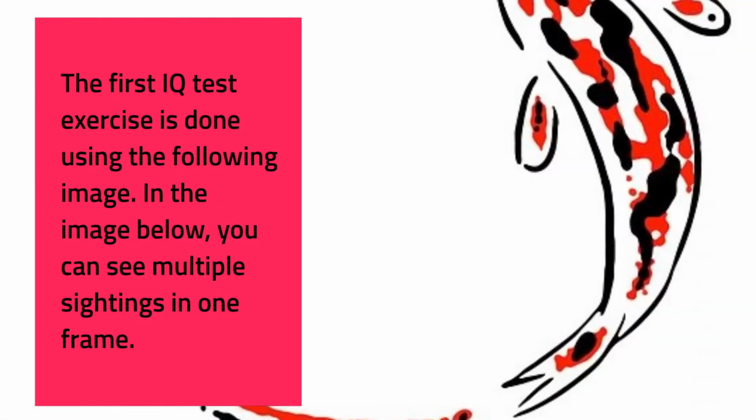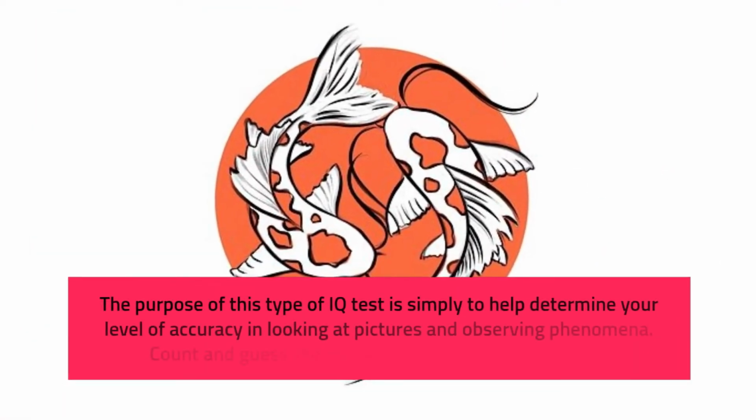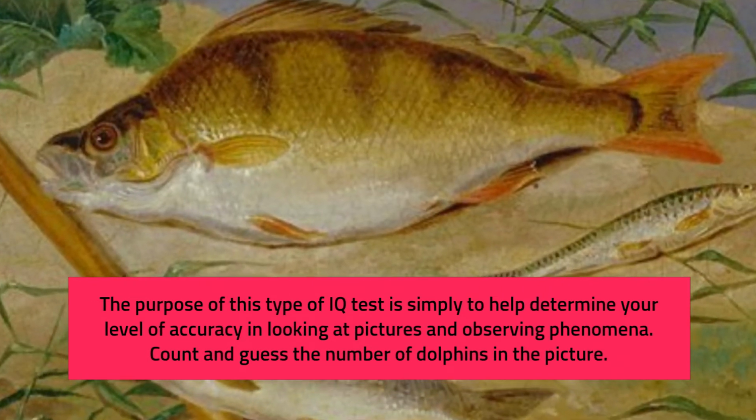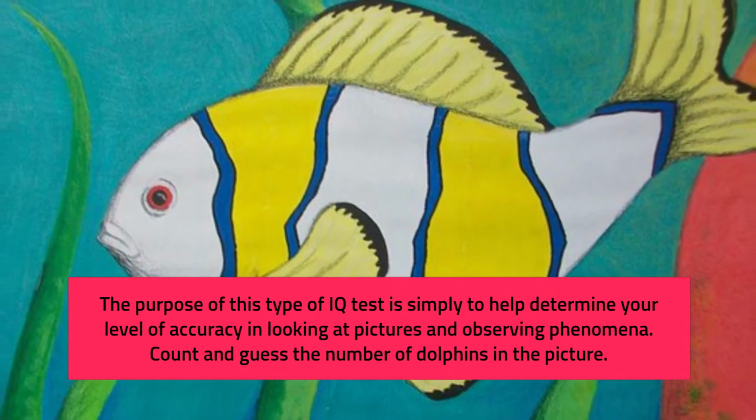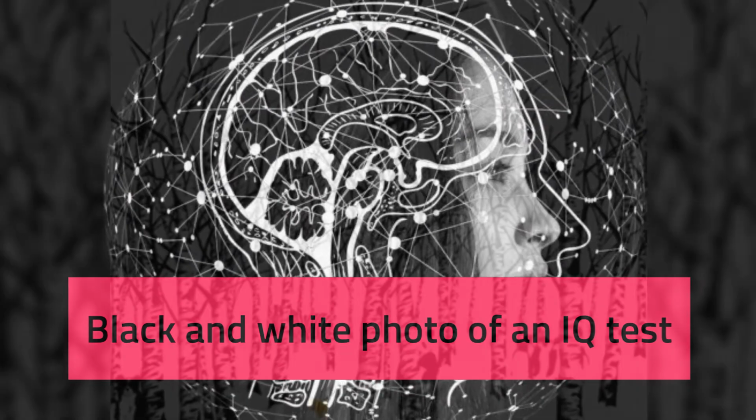In the image below, you can see multiple sightings in one frame. The purpose of this type of IQ test is simply to help determine your level of accuracy in looking at pictures and observing phenomena. Count and guess the number of dolphins in the picture. Black and white photo IQ test.